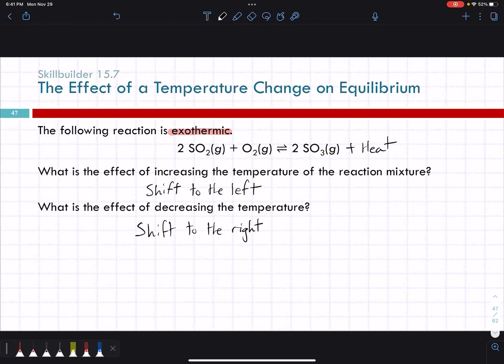So if you get one of these questions on the exam, make sure you just figure out exothermic, endothermic, and then write heat on the side that's appropriate, and then treat it like increasing or decreasing the concentration of heat.